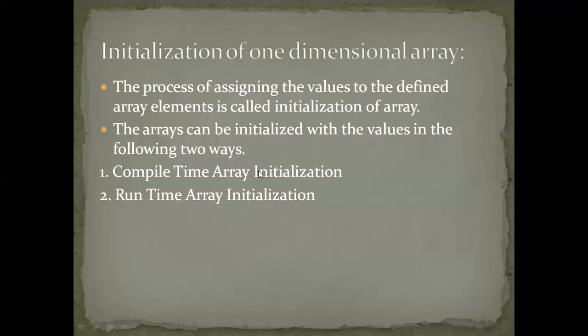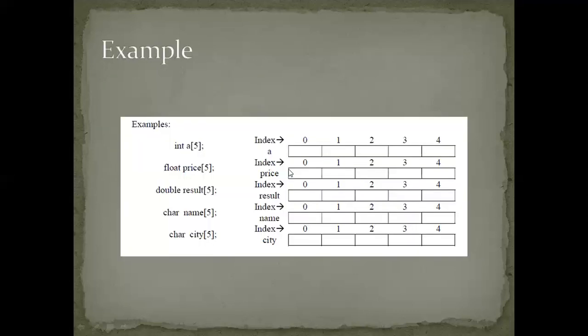So in this, how can we show this? We can show it like the index value will start from 0 to 4, because the size is 5. Then what is the name of the array? price. Okay, then the third one, double result[5]. So the index value also starts from 0 to 4. Then the name of the array will be result.